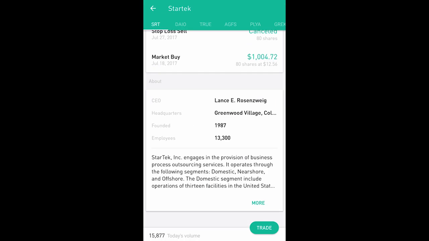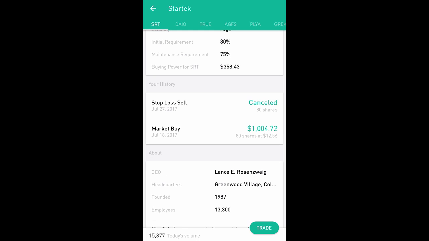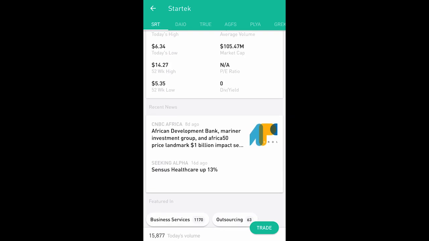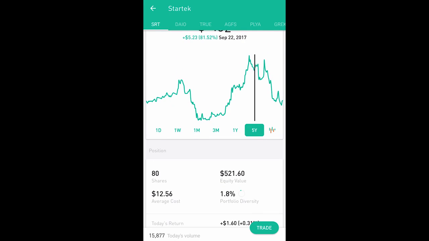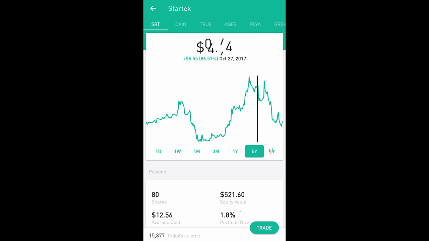And if we go down to the description, engages in the provision of business processes, outsourcing, blah, blah, blah, blah, right? I bought it in July 18th of last year at $12.56. If I go to the graph, July, right around there, so you can see that I bought right at the top, and then it just came down, it rebounded a little bit, and it's just been going down ever since.